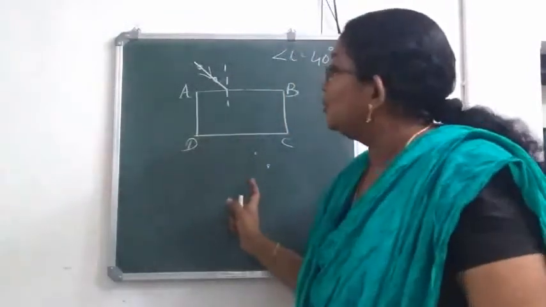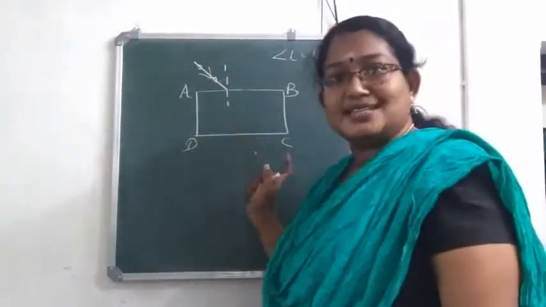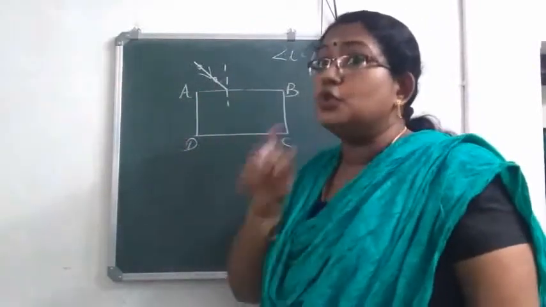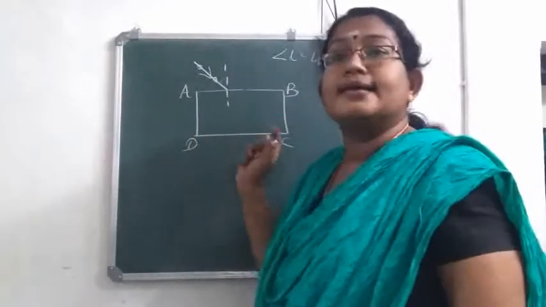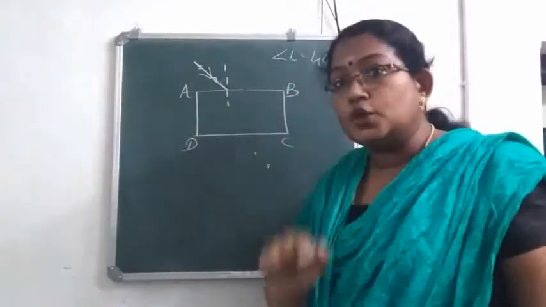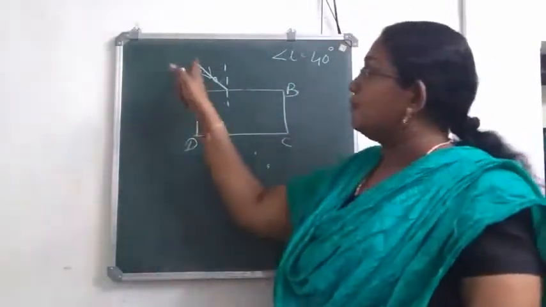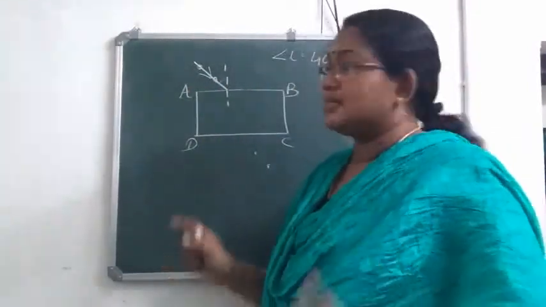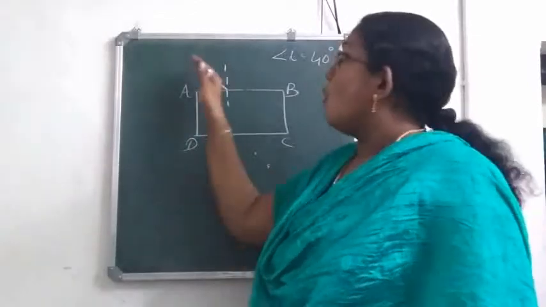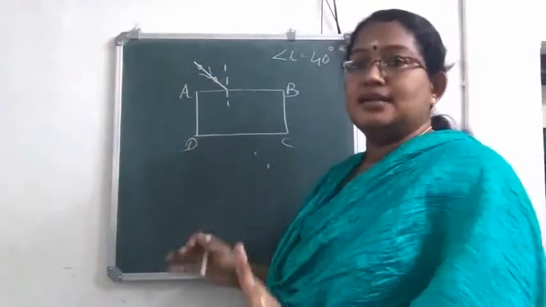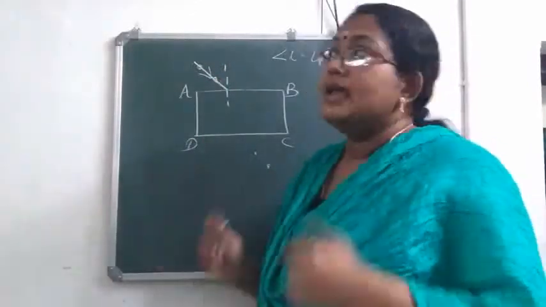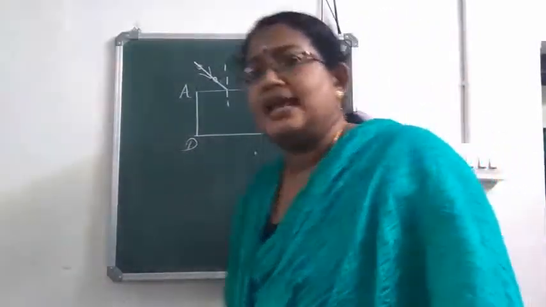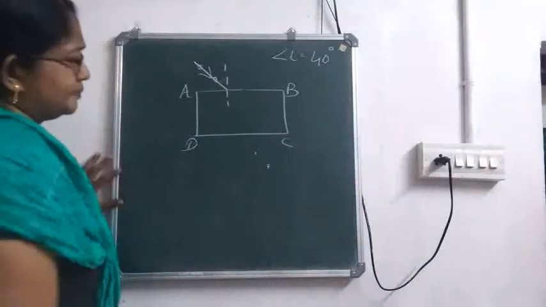Now I have put two dots here and this is not in the same line. Why? Here we have to look through the rectangular glass slab. When you are looking through the rectangular glass slab, you can see these two pins. Then take two more pins and keep them such that all the four pins come in the same straight line. Now what is the next thing? Just remove the rectangular glass slab.